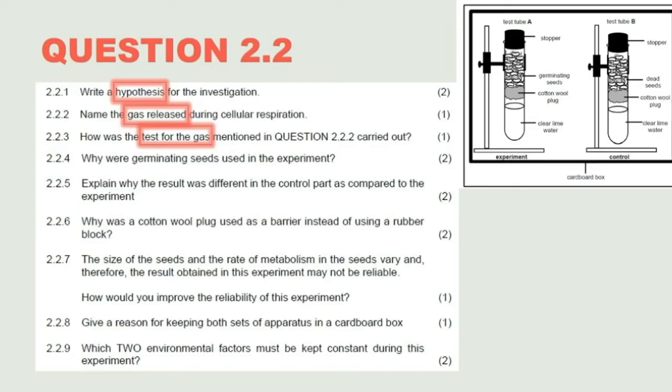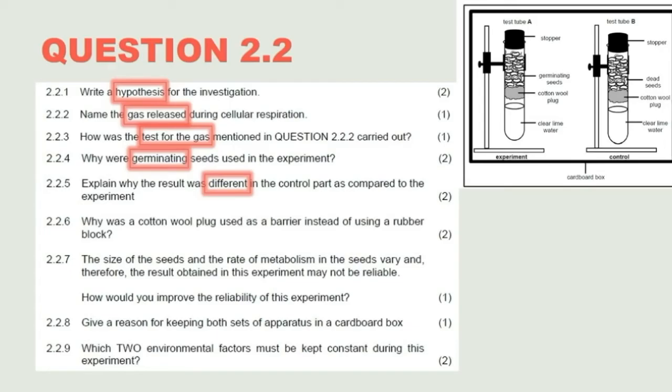So how did I test for this specific gas? Then question 2.2.4, why were germinating seeds used in the experiment? Then 2.2.5, explain why the results were different in the control part as compared to the experiment.